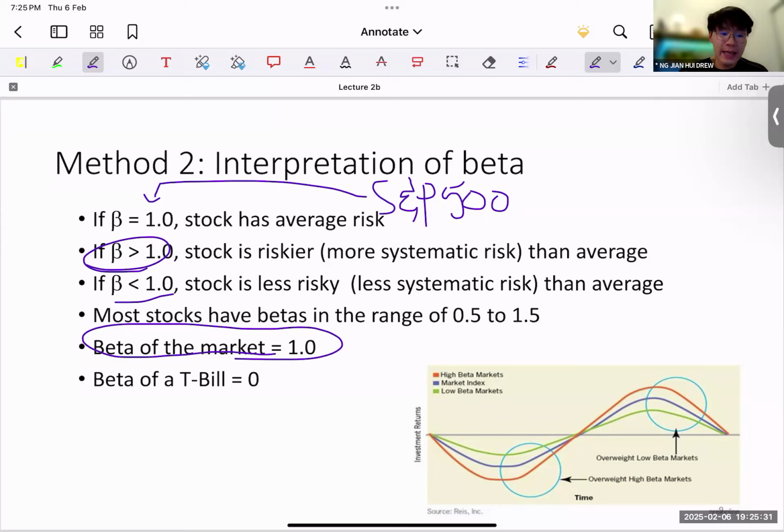And so at the end of the day, if you have a beta of 0, this means that there's no risk, right? The few instruments that have no risk are like your T-bill, right? So your government bonds, they have no risk, or they're as if it's riskless.